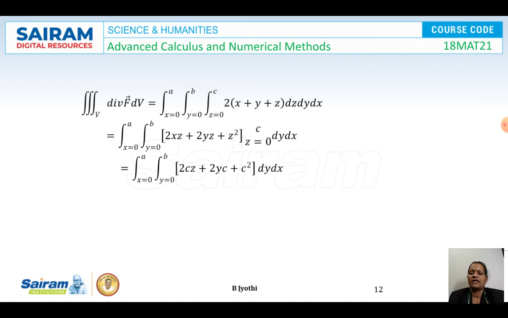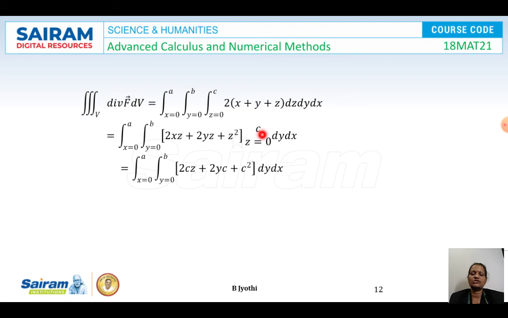So the integral of div F dV is given by x varying from 0 to a, y varying from 0 to b, z varying from 0 to c, 2 times (x plus y plus z) dz dy dx. First we need to integrate it with respect to z and substitute the limits 0 to c. Then we get 2xz plus 2yz plus z square divided by 2, but this 2 will be cancelled, so we are getting only z square.